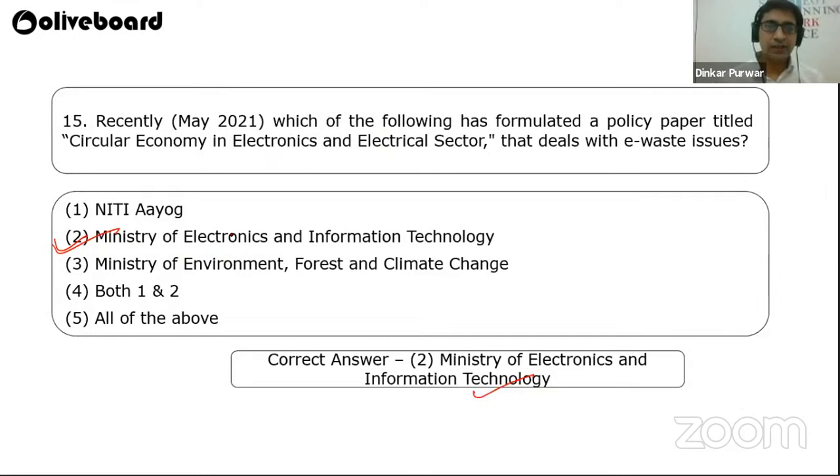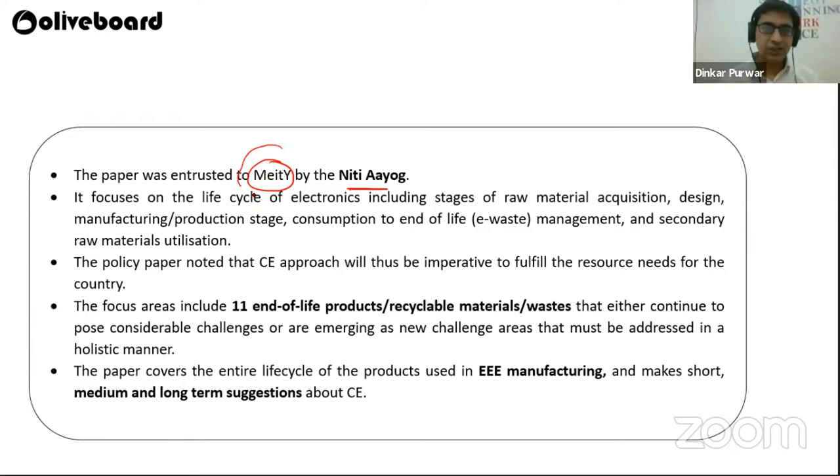So this paper has been formulated by the Ministry of Electronics and Information Technology. It focuses on the life cycle of electronics, including the stages of raw materials. Okay, guys, did you get the answer? The answer is Ministry of Electronics and Information Technology.